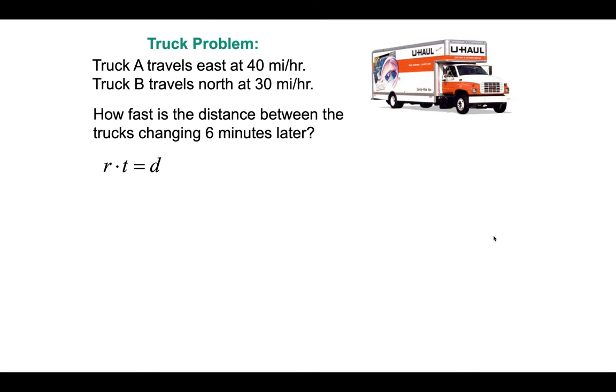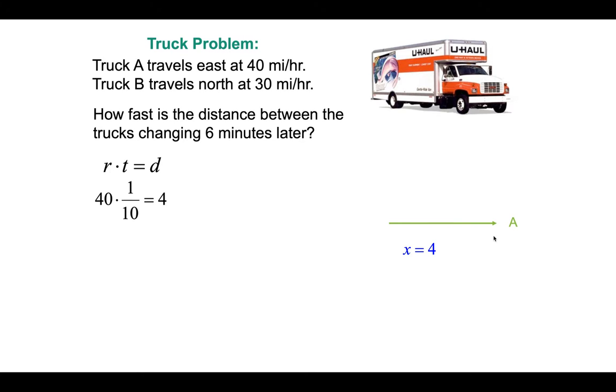Okay, we know that rate times time equals distance. So for truck A, we're going to have 40 miles per hour times 1/10 of an hour, because 6 minutes is 1/10, and so we get 4. So that's how far away from the starting point A will be.